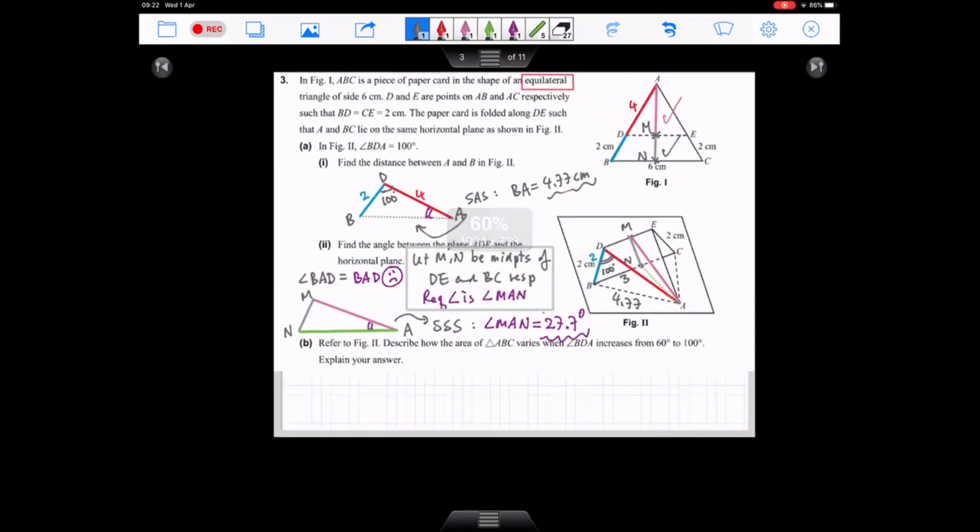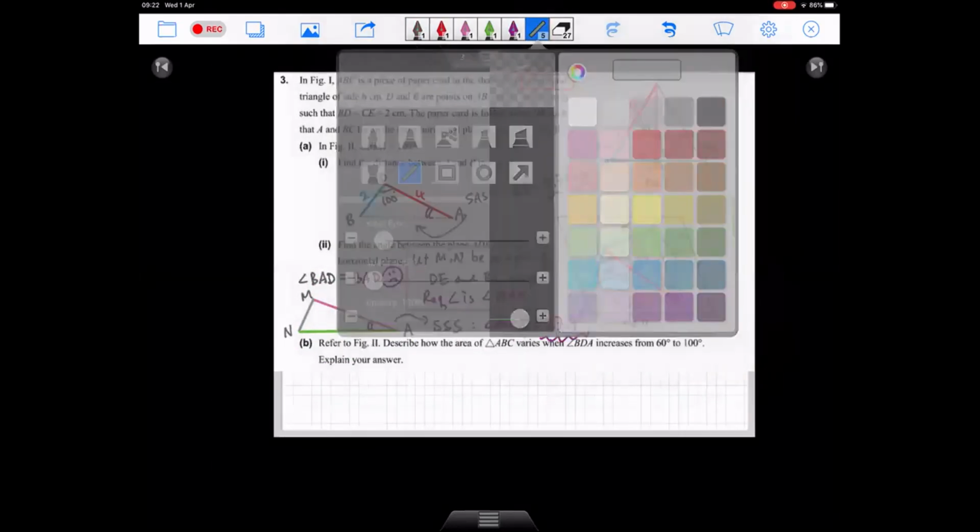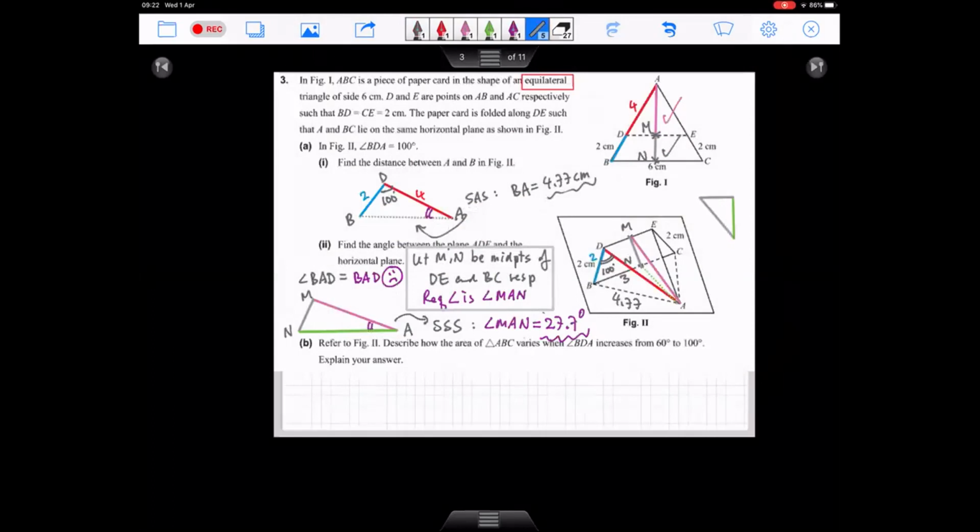So you can get the green line from this right angle triangle. This is point B. We have this 3, we have this 4.77. All right, so it is like this. Okay, you have the green line, the gray line, and the pink line. Then you can use the triple S cosine formula to get angle MAN. So this is part A2.